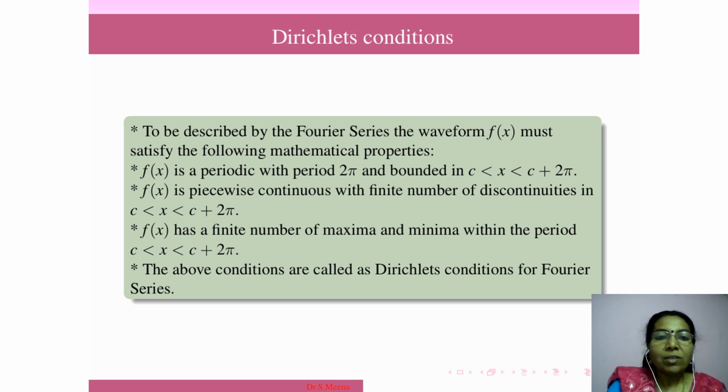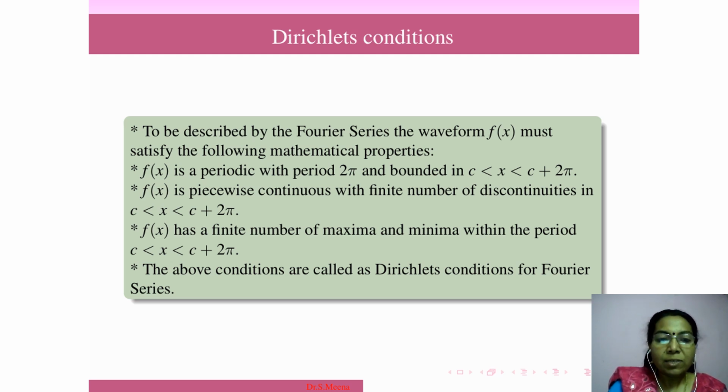To have this Fourier series, we should have some conditions, and we call these Dirichlet's conditions. So, what do these conditions mean? f of x is periodic with a period 2 pi and bounded in the interval x lying between c to c plus 2 pi.